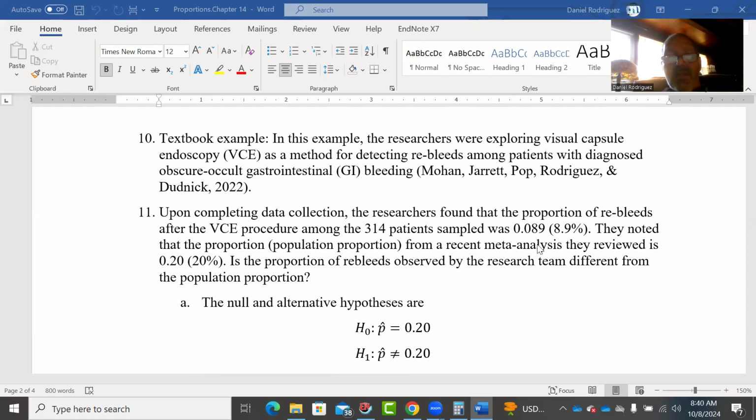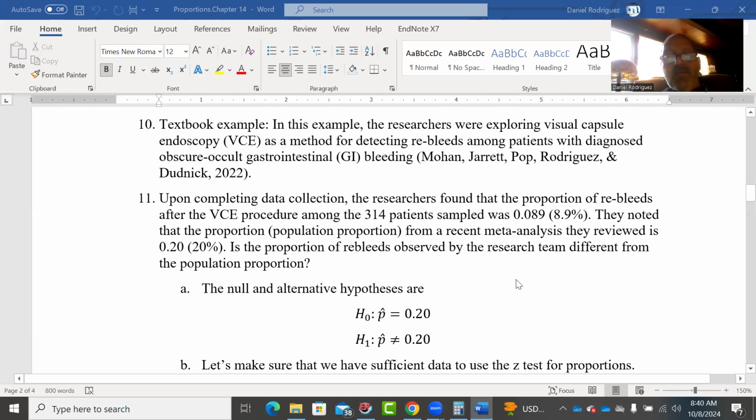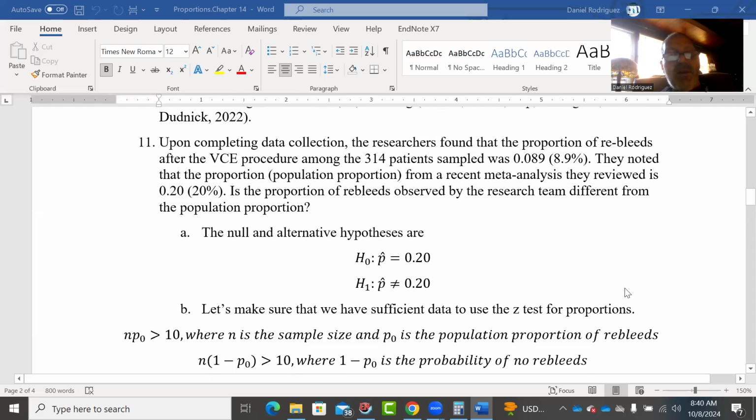Remember, the sample proportion is supposed to be an estimate of the population proportion, right? So it's a really good estimate. It's called an unbiased estimate, right? It's a good estimate, but it's not always going to be perfect. It's just an estimate. Is the proportion of rebleeds observed by the research team different from the population proportion?